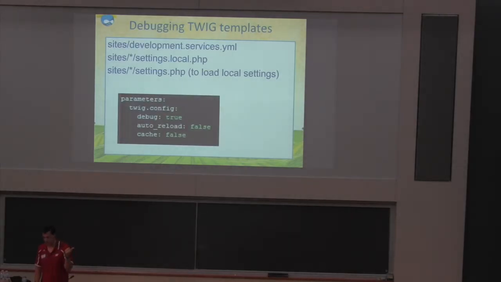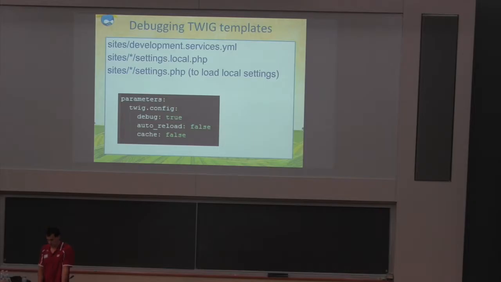And this is what you add to your development.services.yaml file. So Twig config, you debug it, so true. The auto reload and cache are some other nice to haves. The settings.local.php, you don't have to update that. It's just another nice to have. There's some notes if you're looking at these slides online in the comment below, so just know that's what that is.